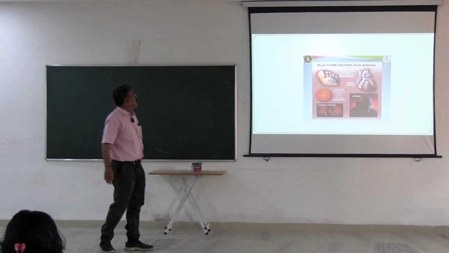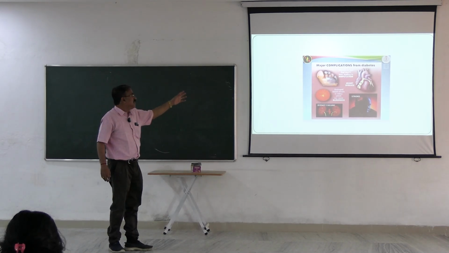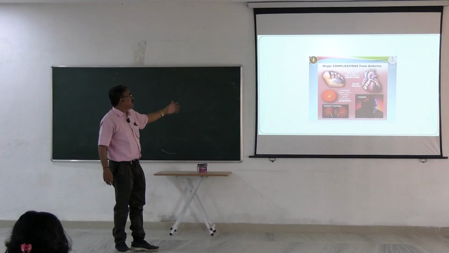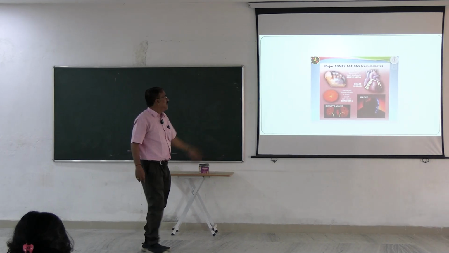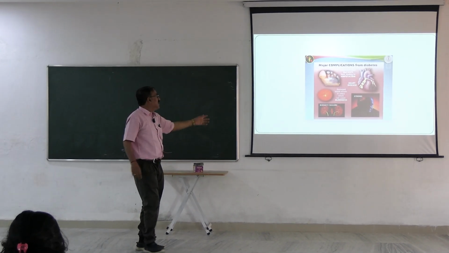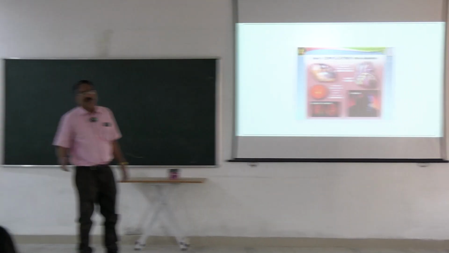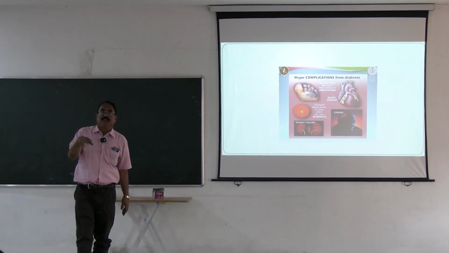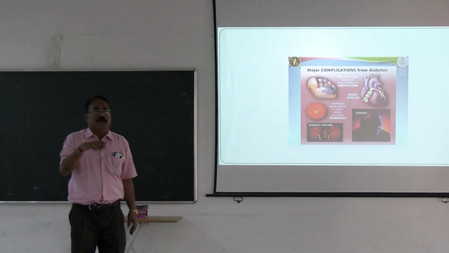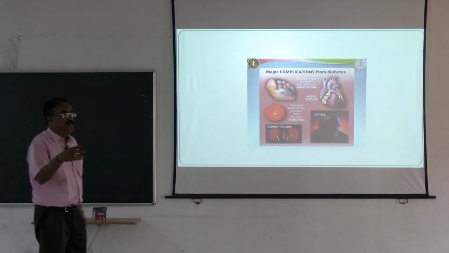So major complications are wound ulcers, which you might have seen, leading to amputation, damaged blood vessels in the retina, which can cause blindness, kidney failure, stroke, and heart disease. So all these are factors in diabetes. So diabetes, as I told you, is a very major problem.